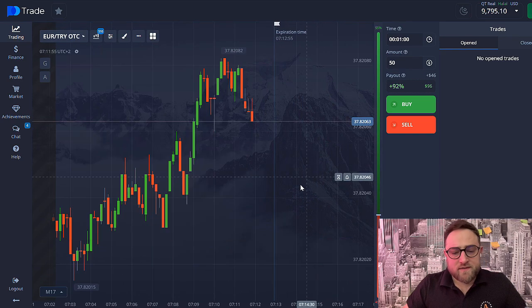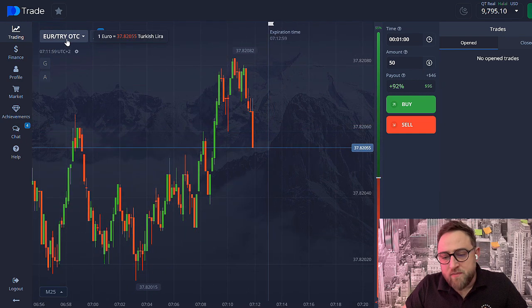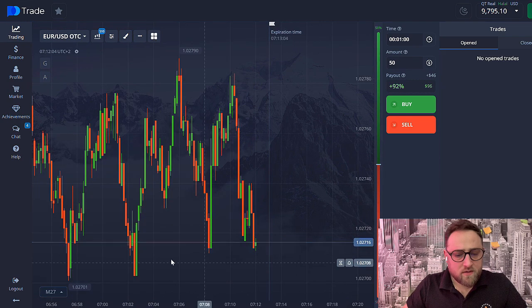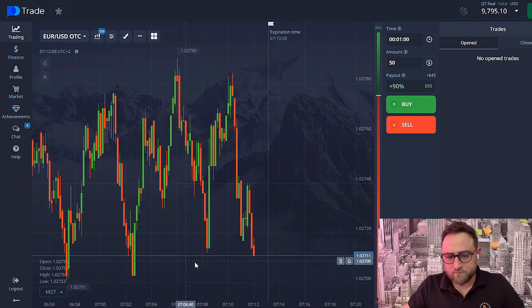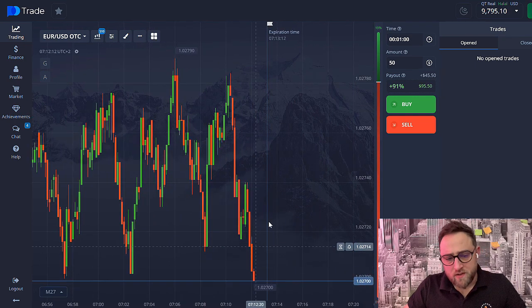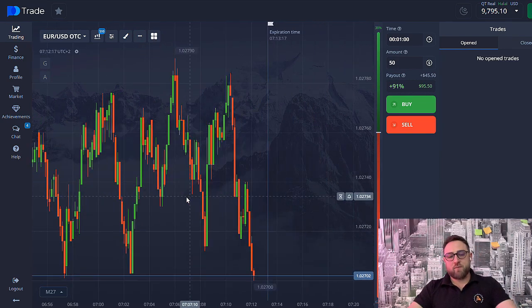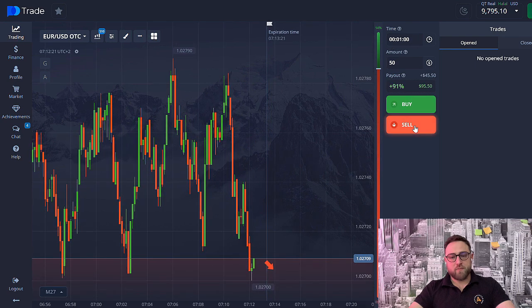Okay. Here that's not very clear with Euro USD. There seems to be some resistance. We're opening a trade for a decrease, but let's find a better entry point. The entry point is always the most important part.